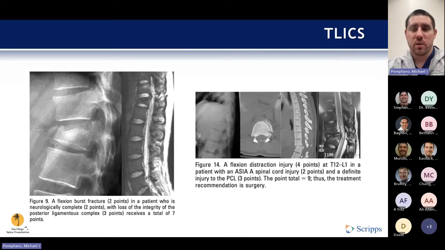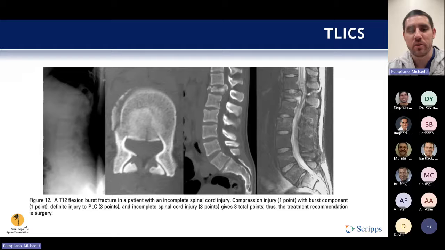These are just a couple of examples real quick of how you can apply it. So on the left, flexion burst fracture, neurologically intact, loss of integrity of the PLC, so a total of 7 points. And then a flexion distraction injury on the right, T12, L1, ASIA A, with a definite injury to the PLC, for a total of 9. Both of those would be recommended to receive surgery. And then one final one here, burst fracture, incomplete spinal cord injury with compression and the burst, and then the PLC injury, you have a total of 8 points.